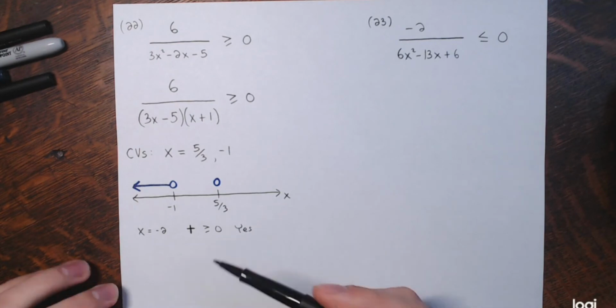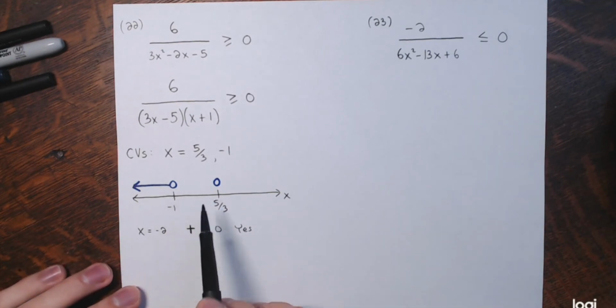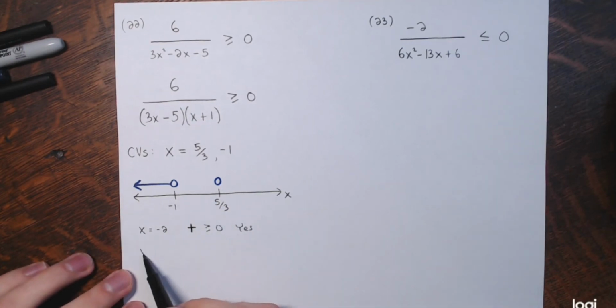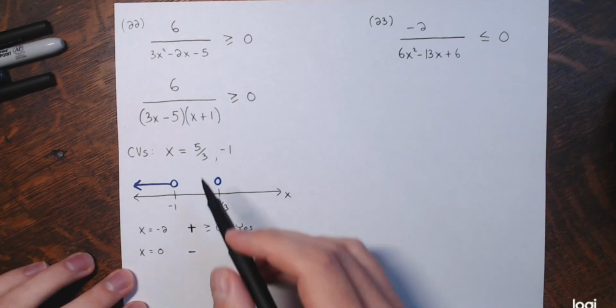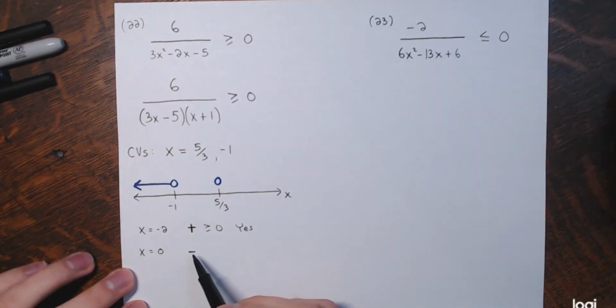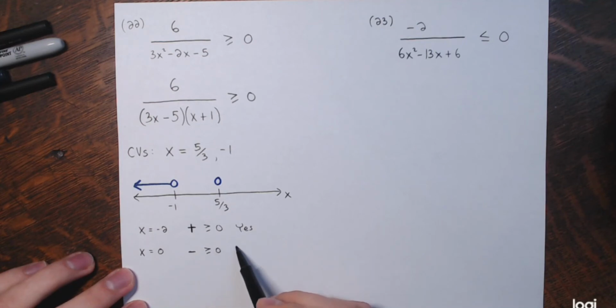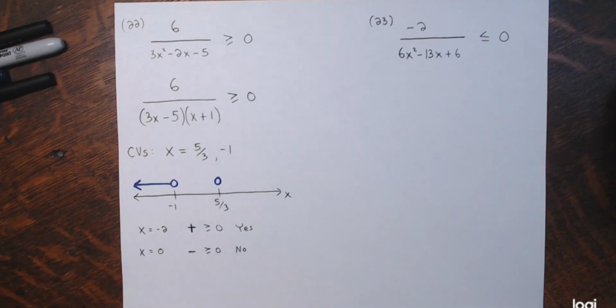Between -1 and 5/3, about 0. Now if x is 0, the number on the left would be negative. It would actually be -6/5, but you'd have a negative number on the left is greater than or equal to 0, and that's false, right? A negative number is not greater than 0 or equal to 0.